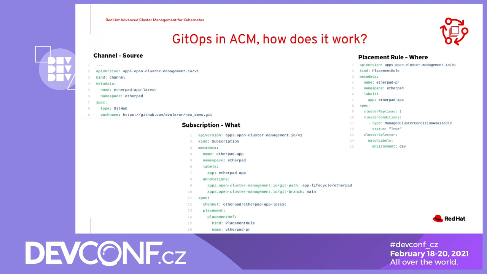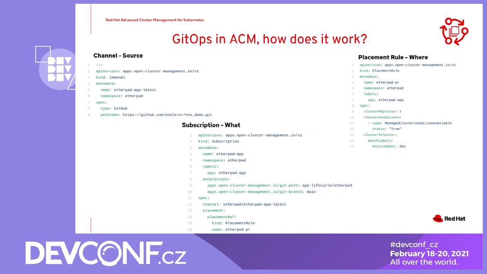Then we have the placement rule. The placement rule is where we want to deploy those objects. So in this case, in the right side of the screen, we have a placement rule which has three main configurations. Let's start with the cluster conditions. The cluster conditions is a way that you can use for only getting the clusters that are currently available, which means that are up and running and there are no issues on those clusters. Then we have the cluster selector, which, as you can see, has a label matcher. In this case, it says environment equals dev. And last, we have the cluster replicas, which in this case equals one.